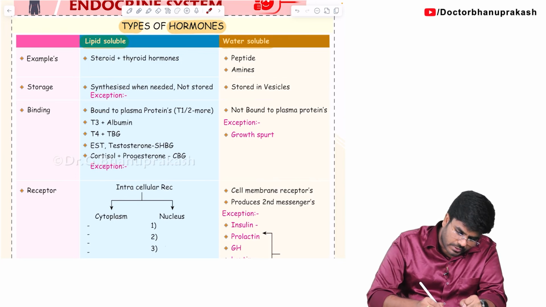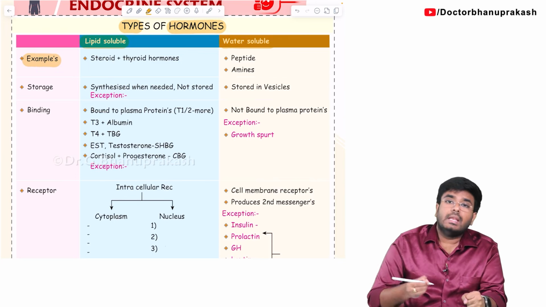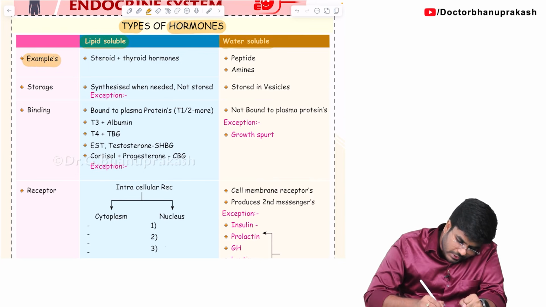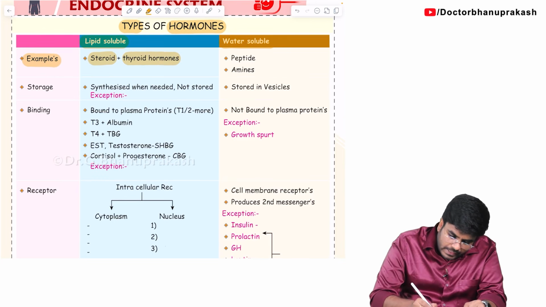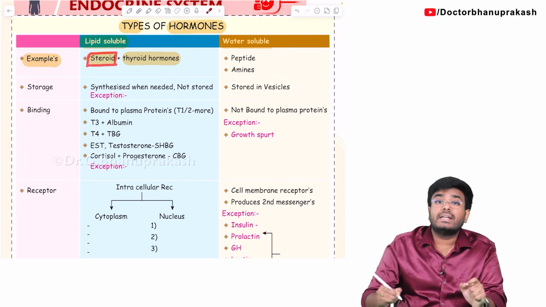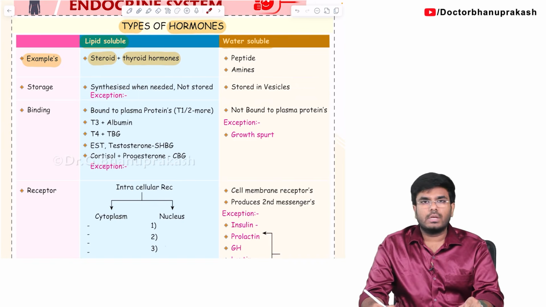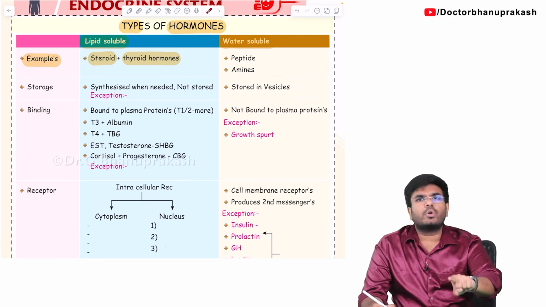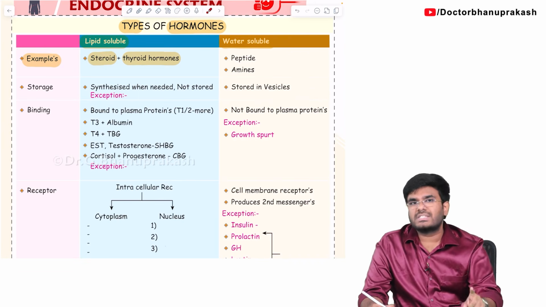Now let's see what are the examples of lipid soluble hormones. Lipid soluble hormones include steroid hormones and thyroid hormones. Both are lipid soluble. What exactly do I mean by steroid? Steroid hormones are those hormones which are derivatives of cholesterol. If a hormone is produced from cholesterol, then that hormone should be called a steroid hormone.